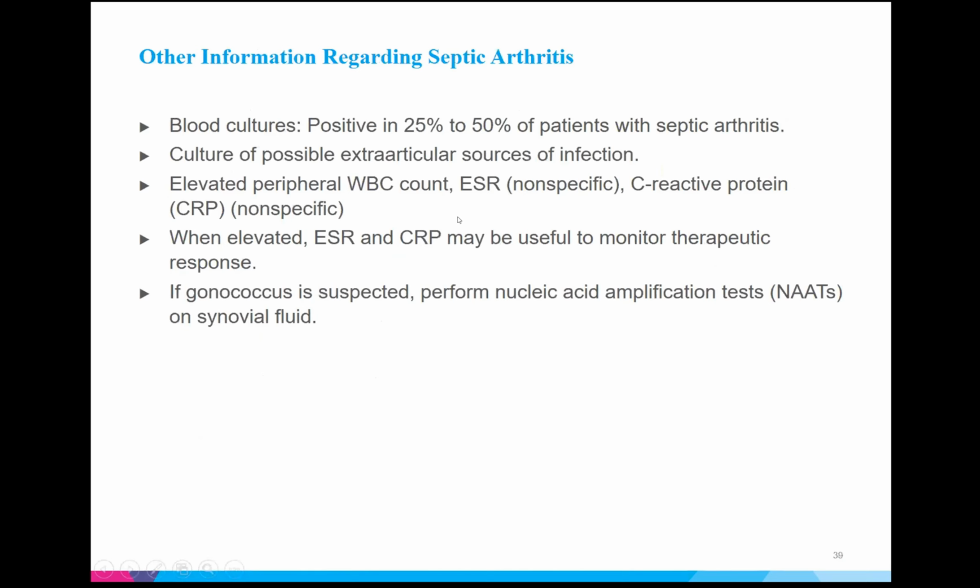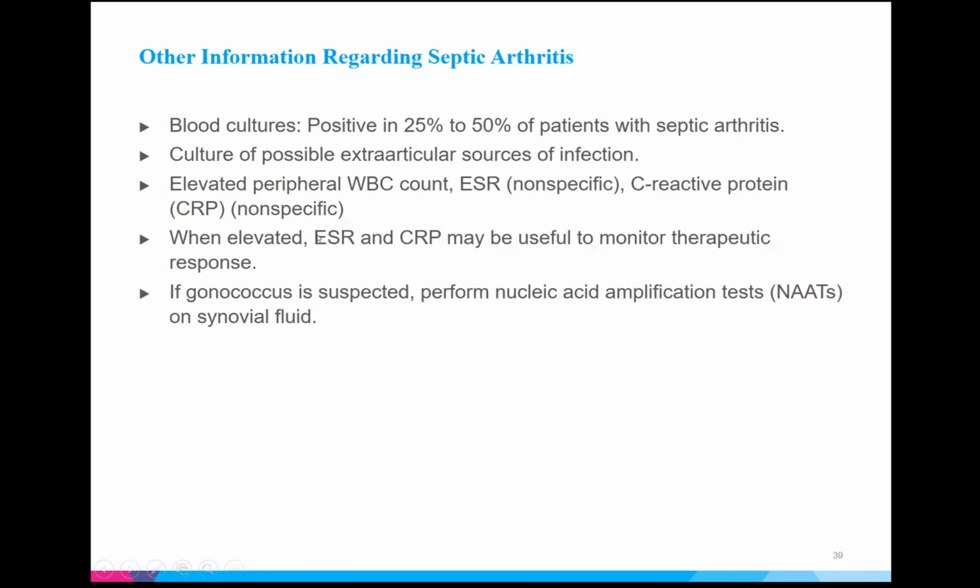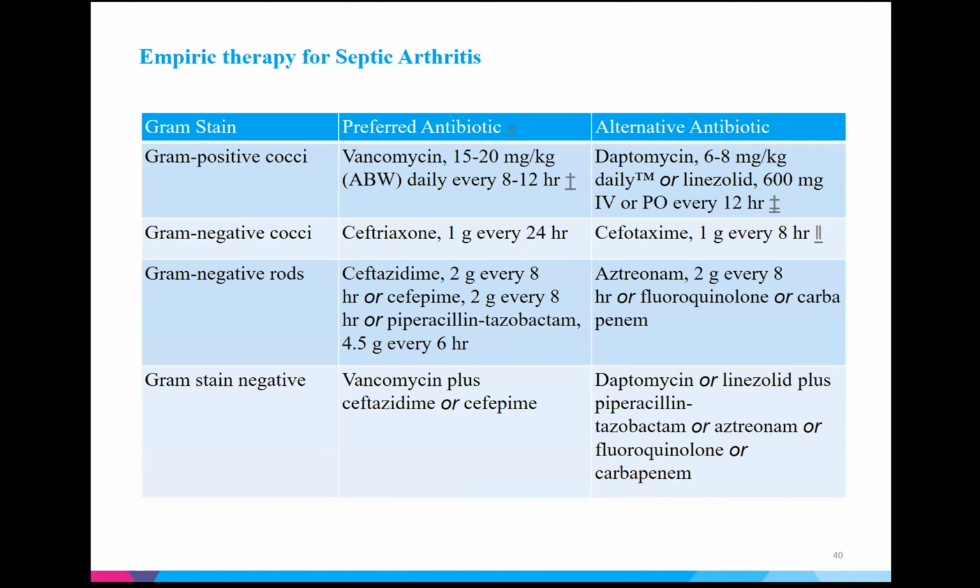Other things, I think you should do blood cultures in these patients, right? Compared to cellulitis, blood cultures are positive up to 50% of the time. In cellulitis, you could probably see 4% that are positive for blood cultures. You would see, of course, elevated white blood count, and we sometimes use the ESR and CRP to monitor their response to therapy.